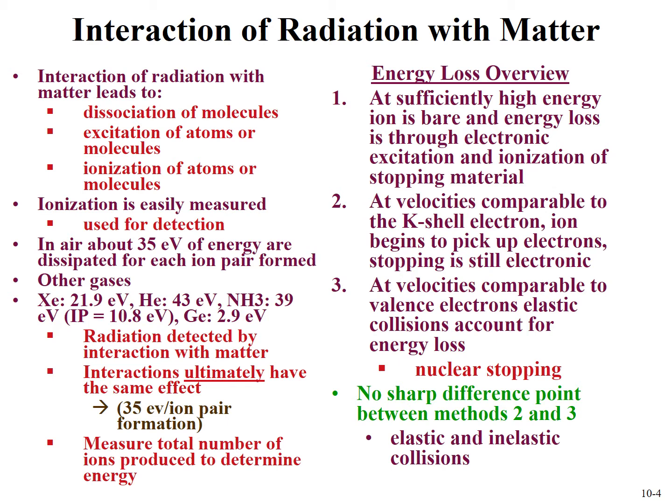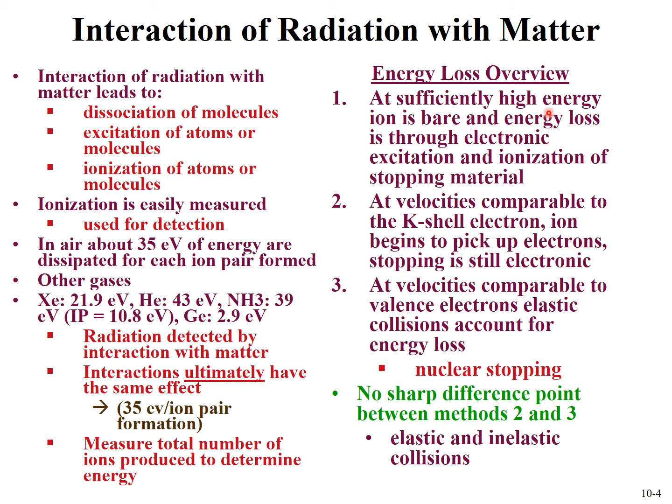In air, about 35 eV of energy is formed and dissipated for each ion pair. Other gases have different values. Those are listed here. But fundamentally, the interactions ultimately have the same sort of effect. And the formation of ions is what can be used to detect radiation by radiation detectors. And basically, if you measure the total number of ions produced, since the ionization is a function of energy, I can determine the total energy from that particle that's producing the ionization.